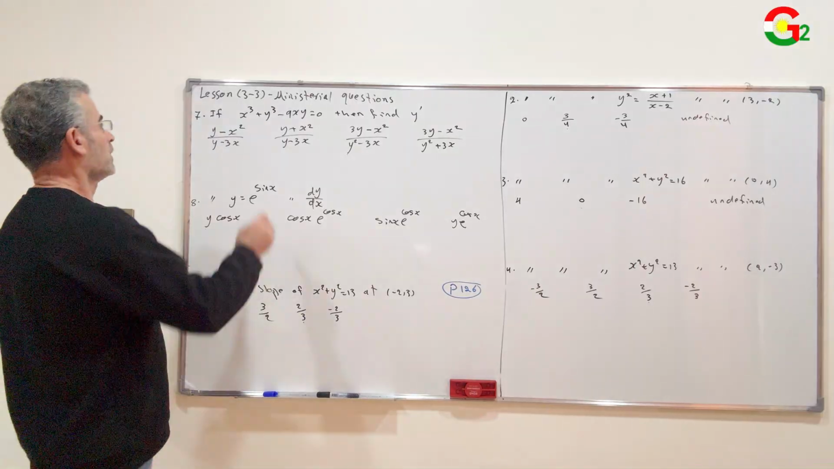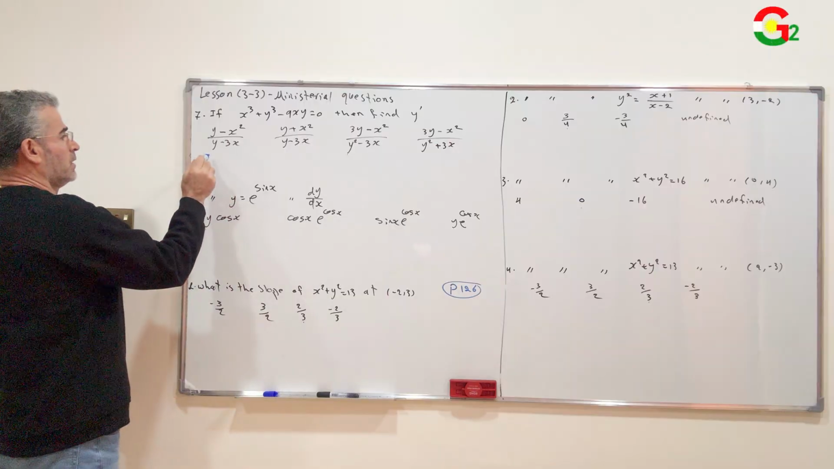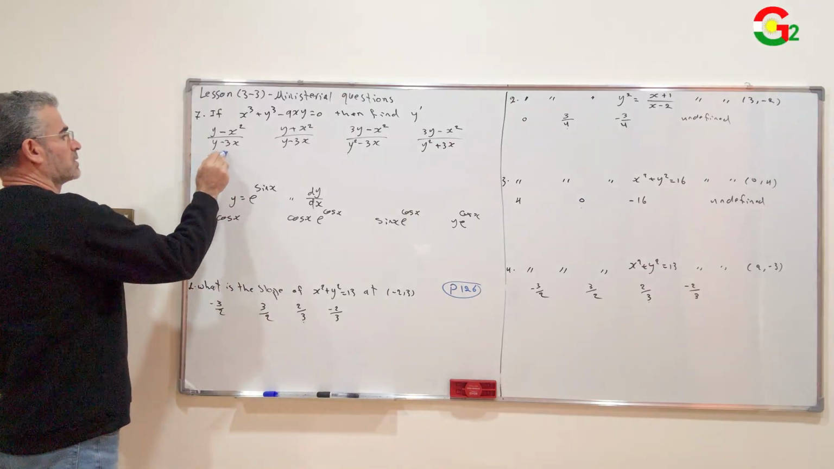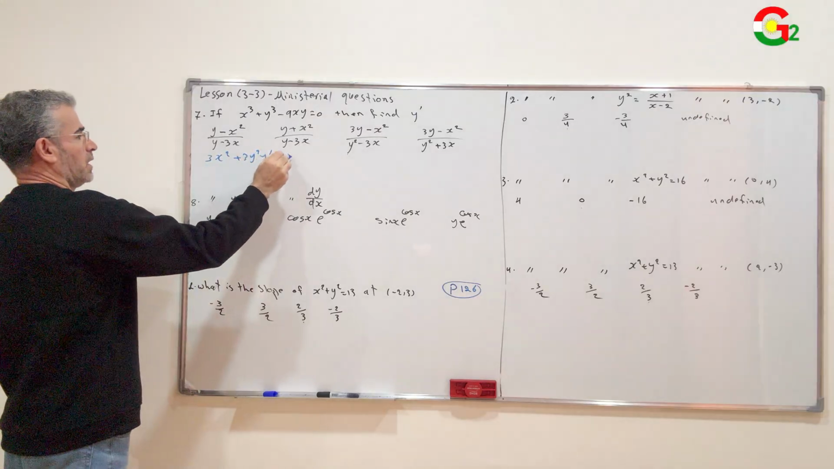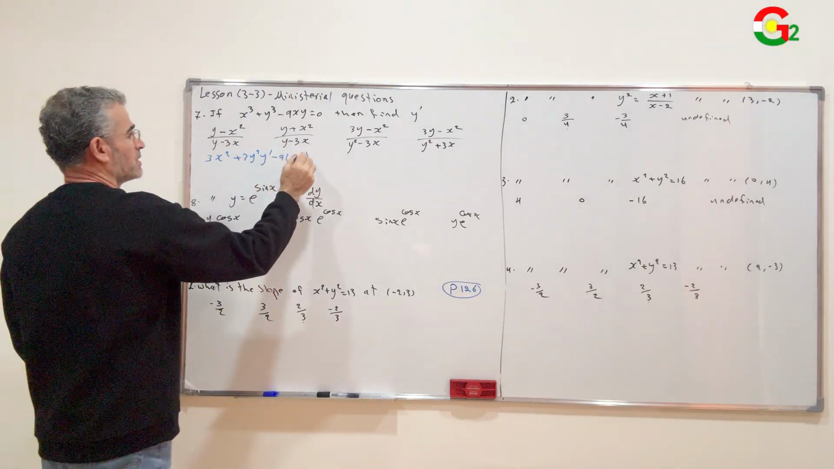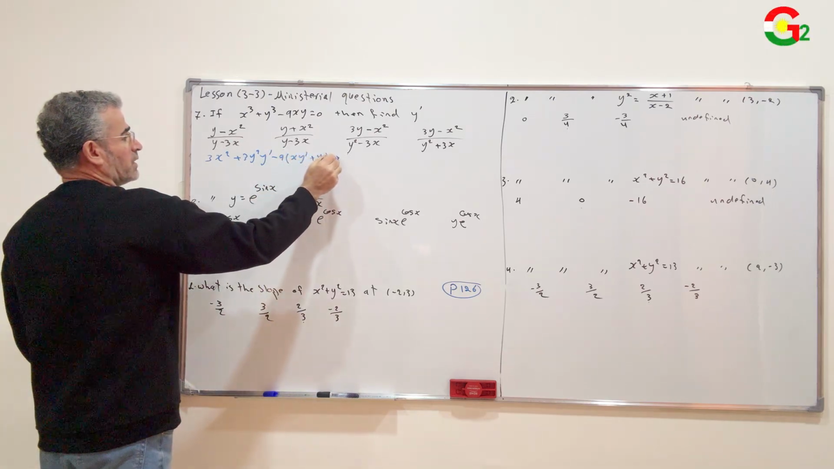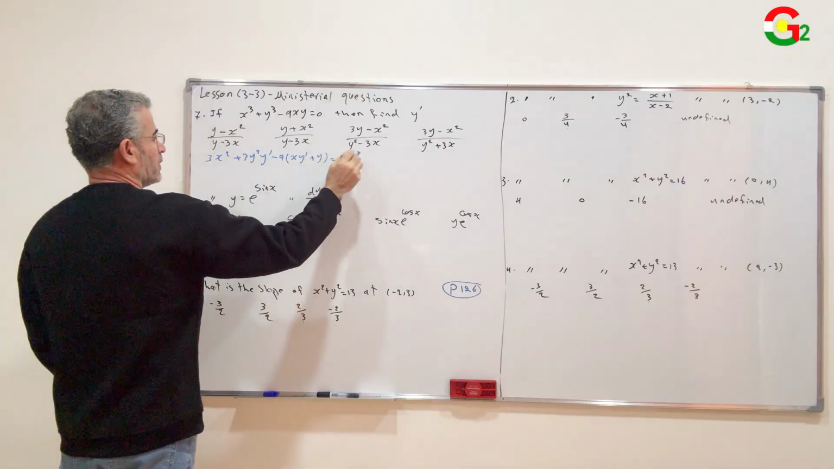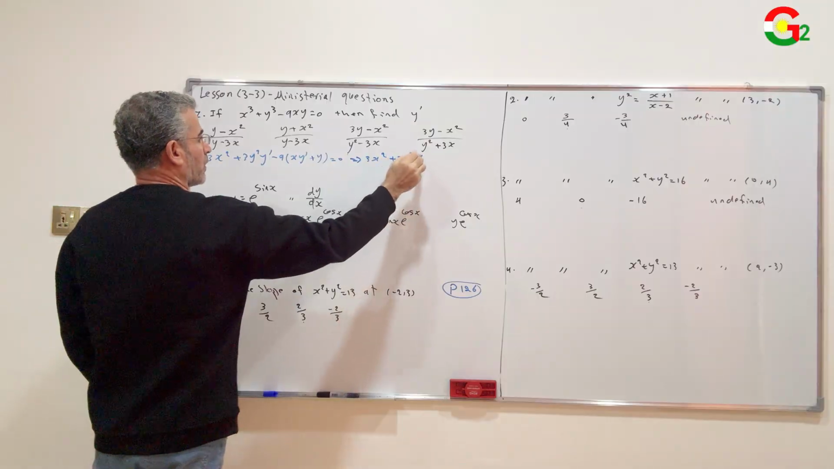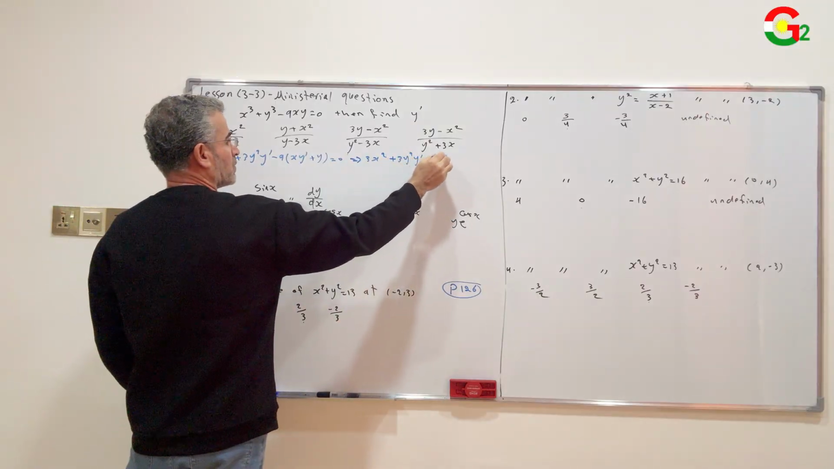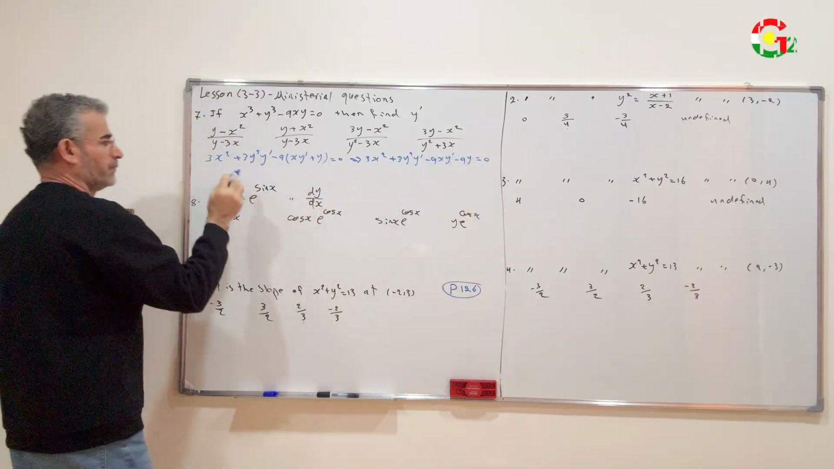Question number 7. If x power 3 plus y power 3 minus xy equals 0, then find y prime. Differentiate both sides. 3x power 2 plus 3y power 2 y prime minus 9, the first one times the derivative of the second one plus the second one times the derivative of the first one, equals 0. Open this bracket. 3x power 2 plus 3y power 2 y prime minus 9xy prime minus 9y equals 0.